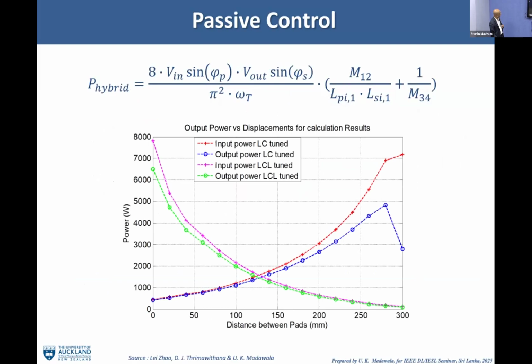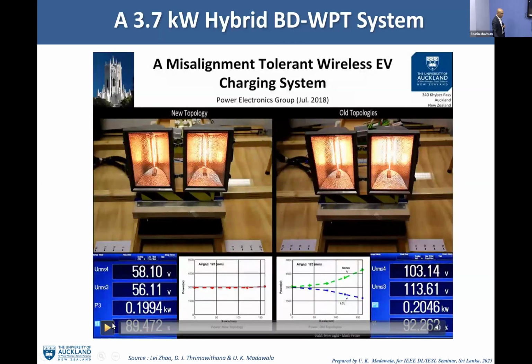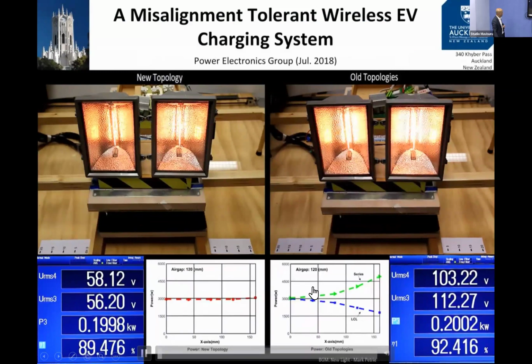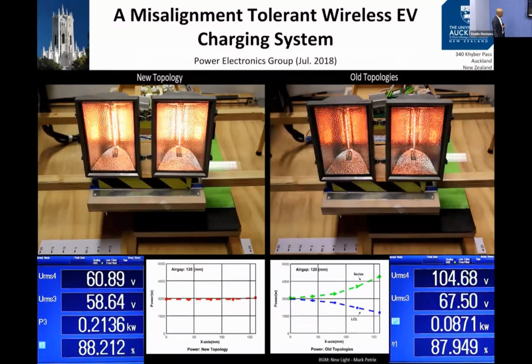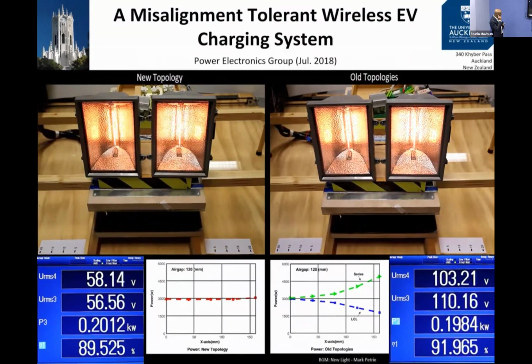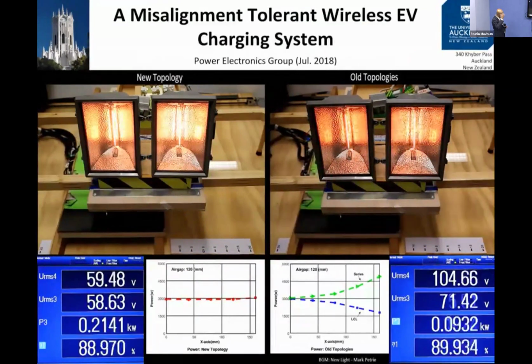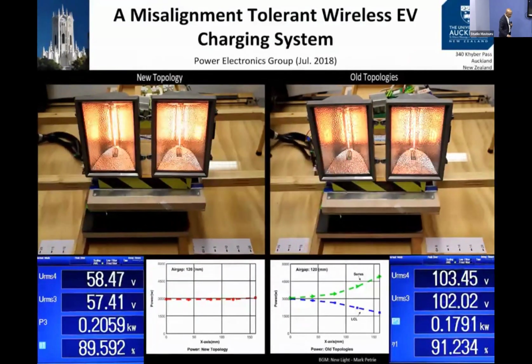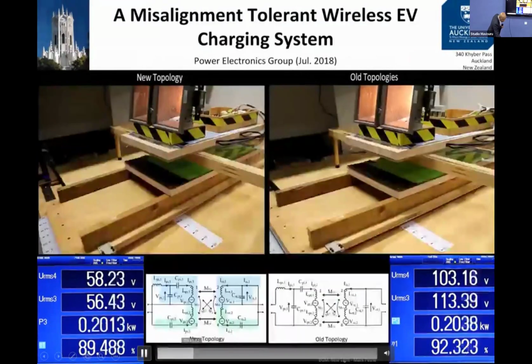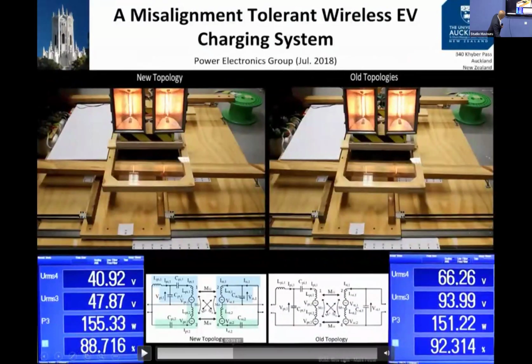From there you can see, sorry, there's a time lag. You can see the x-axis shows the misalignment, changing the distance. And you can see that in one system the power decreases when the other system's power increases. When you combine them together, you get constant power. I'll show you a video. Over 3 kilowatts.